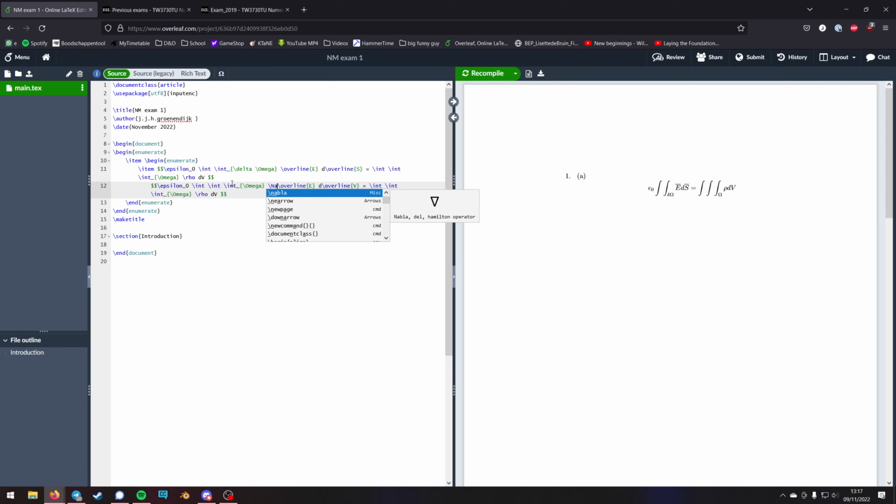nabla. No, it's the capital delta, I think. Which one is it again? Nabla squared or delta squared? I always forget which one to turn around. Is the original one, or is the divergence? Nabla. You want nabla now. Okay, I want nabla, thank you. Nabla. Okay. Oh, nabla is always capital, apparently.